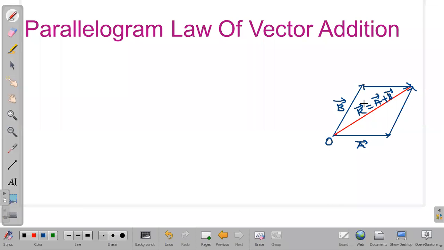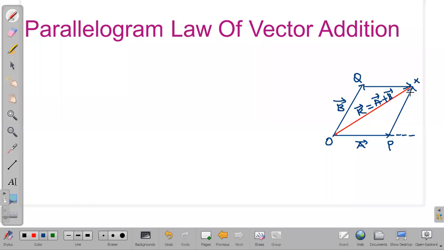As I cannot find the diagonal directly, here I am extending this OA a little bit. If I extend OA, I will get it like this. And from this point I will consider some different points. This I am taking as some P. This I will take as some Q. This I will take as some other point, because R I cannot take, so let me take it as X.